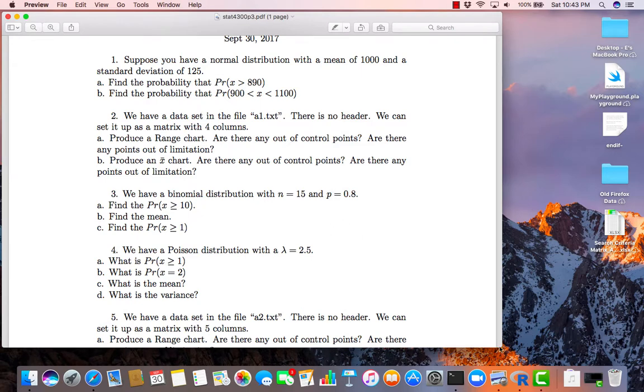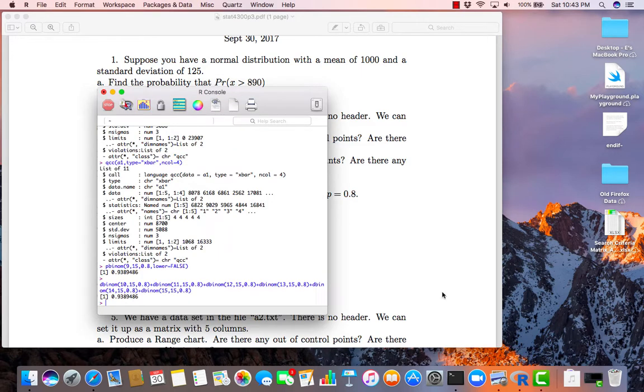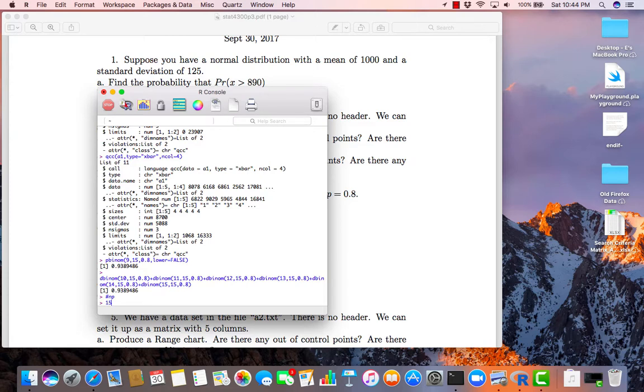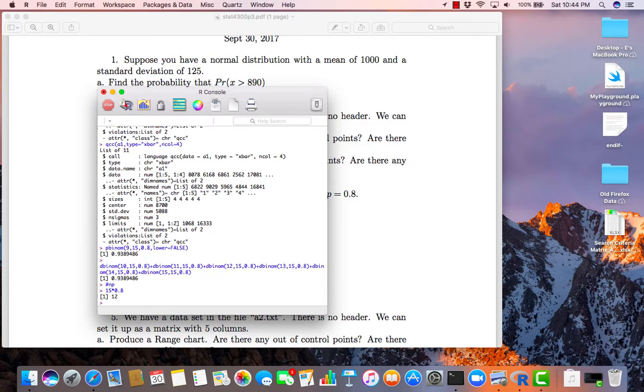Find the mean. Okay, the mean, we love the mean. It's just n times p. So it's going to be 15 times 0.8, which is 12.